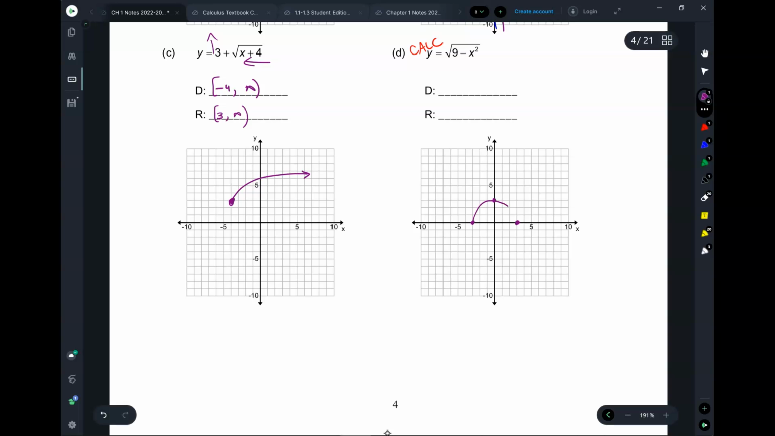If you graph it, we're going to pretend we graphed it on the calculator. That's what it looks like. That's why we're just doing this right now, for you to be able to look at the graph and figure out what the domain and range are. So that is the point of this versus the graphing.